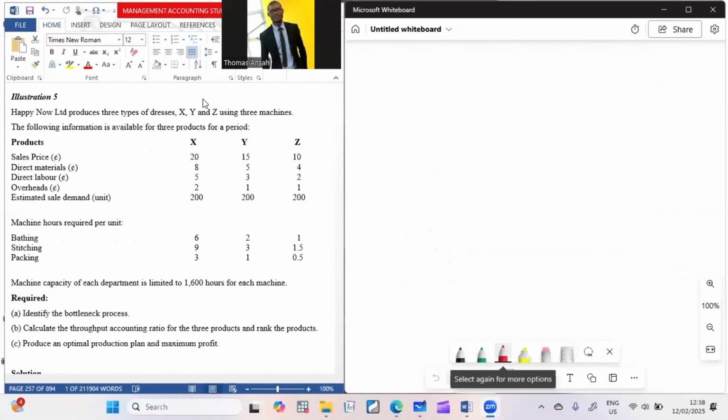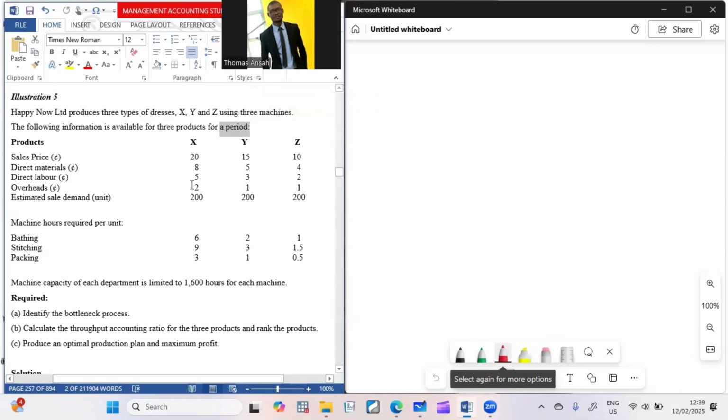So therefore, we look at the next question on Happy Now Limited. As you can see, this is our illustration 5. Then it's Mr. David. Happy Now produces 3 types of dresses, X, Y, Z, using 3 machines. The following information is available for the 3 products for a period. So a period is very, very important.